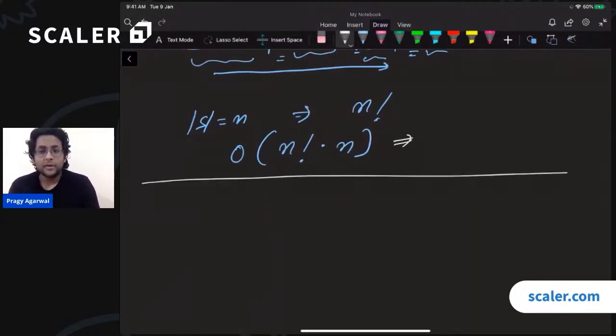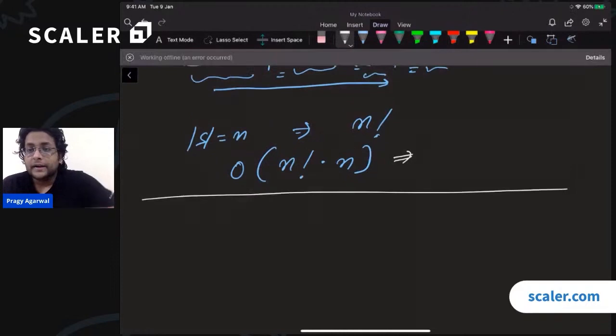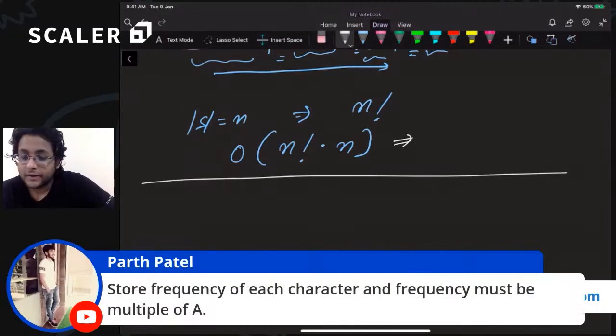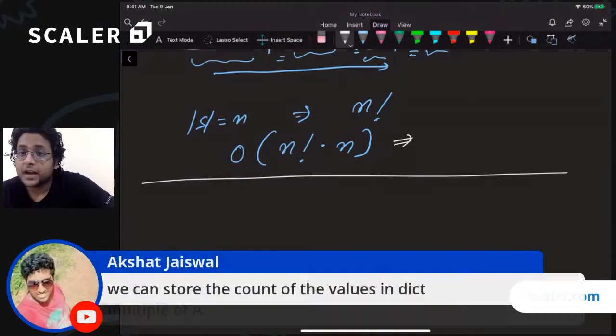Now let us talk about the optimized approach. And yes, both Vaishnav and Parth have given the right approach over here. So has Akshat.